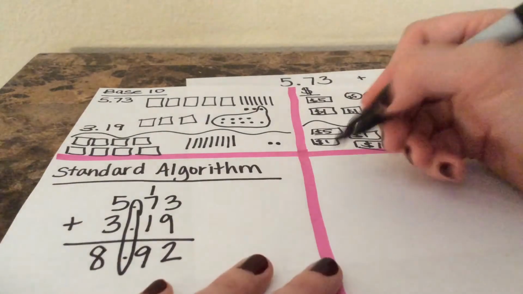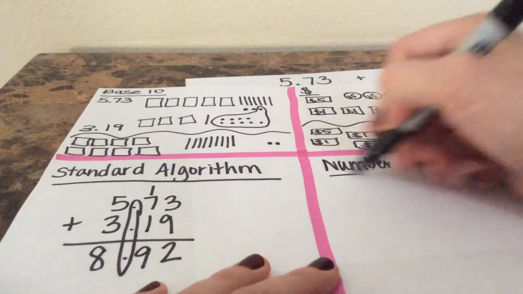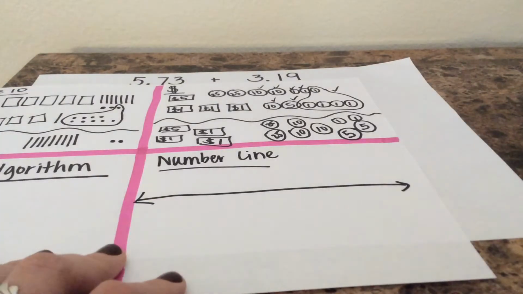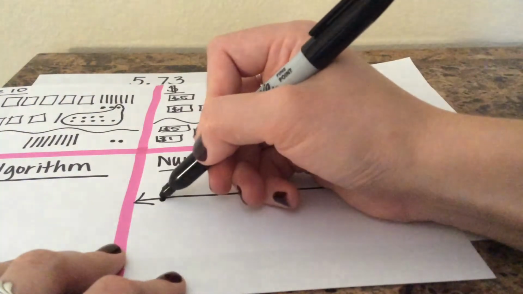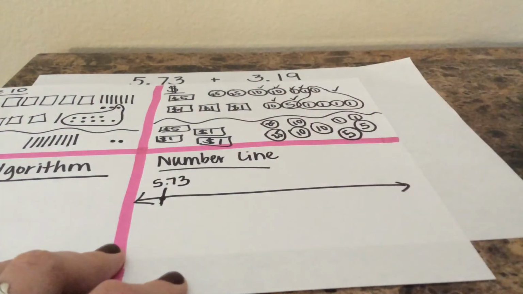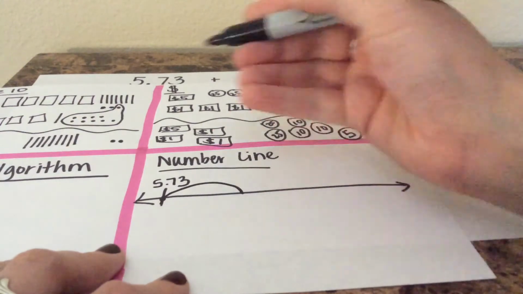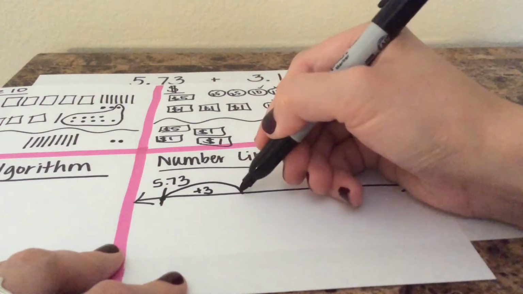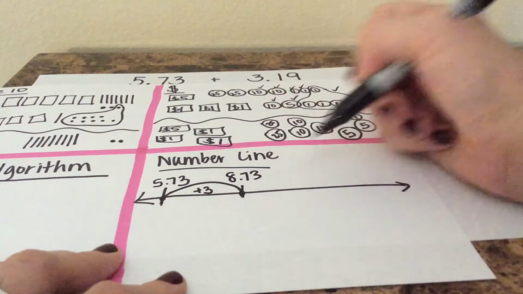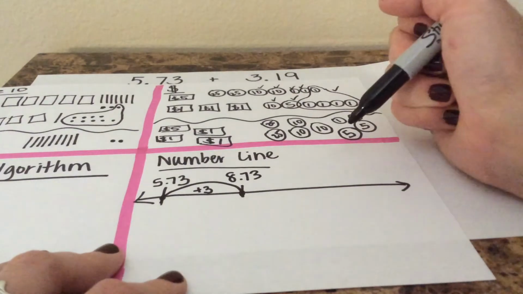All right, and in the last one we have number line. For number line, this is actually considered an open number line, so we're going to draw the line all the way across. We're going to start with our first number we're given, which in this case is 5 and 73/100, and we're adding 3 and 19/100. We're going to add our whole numbers first, which means we do a big hop and we add 3 wholes, which would bring us to 8 and 73/100. Remember, the 73/100 is still there. Now we have to add 19/100 still.